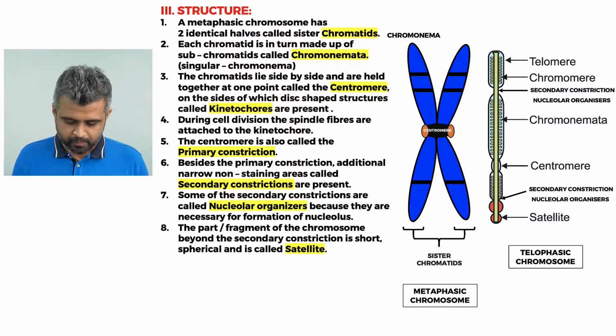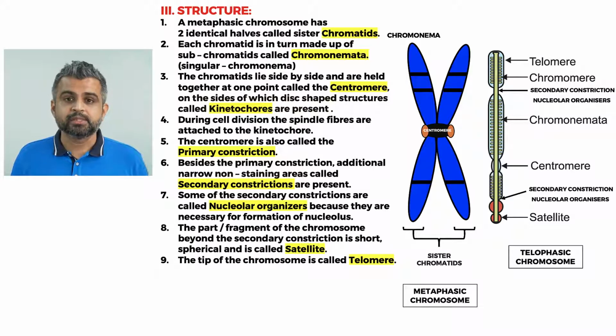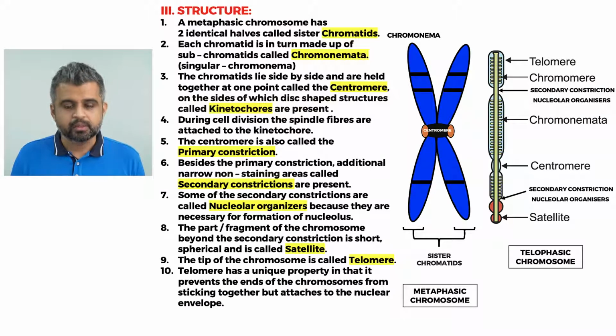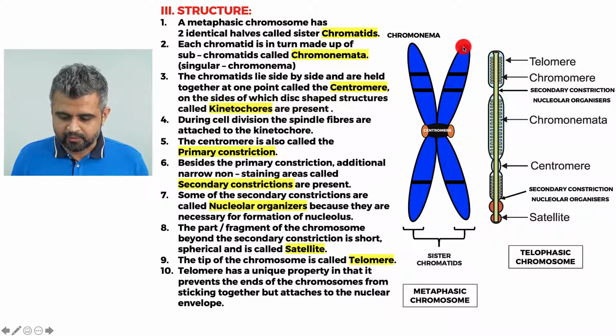satellite. Lastly, that brings us to the very edge or tip of the chromosome, which is called the telomere. And the unique property of the telomere, in this case, this is the tip which will be called the telomere. If you see the metaphasic chromosome, the one in blue, here you have the telomere. This can be called the telomere.